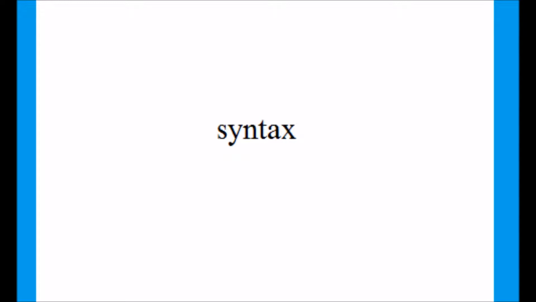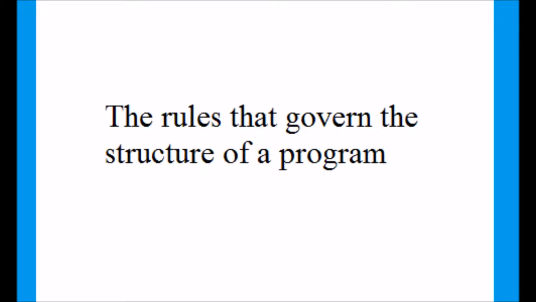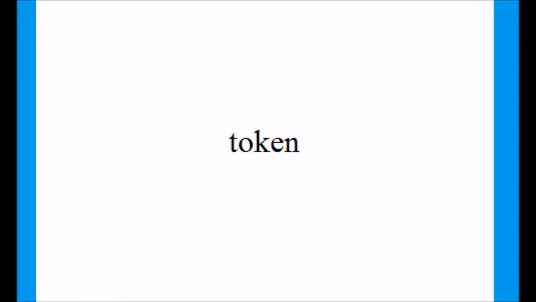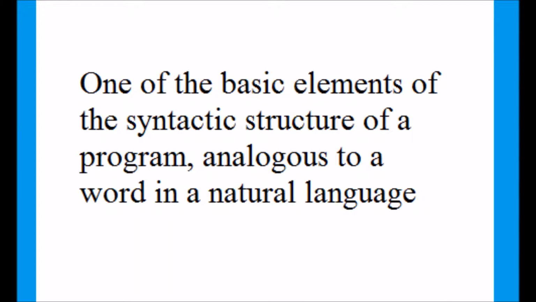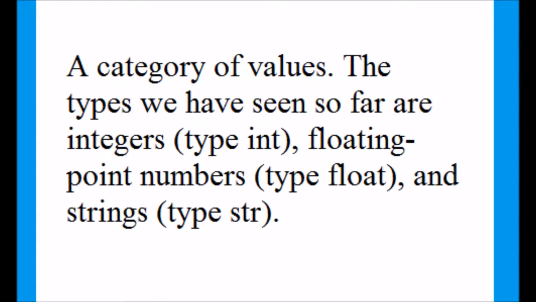Syntax. The rules that govern the structure of a program. Token. One of the basic elements of the syntax structure of a program, analogous to a word in a natural language. Type. A category of values. The types we have seen so far are integers, type int, floating point numbers, type float, and strings, type str.